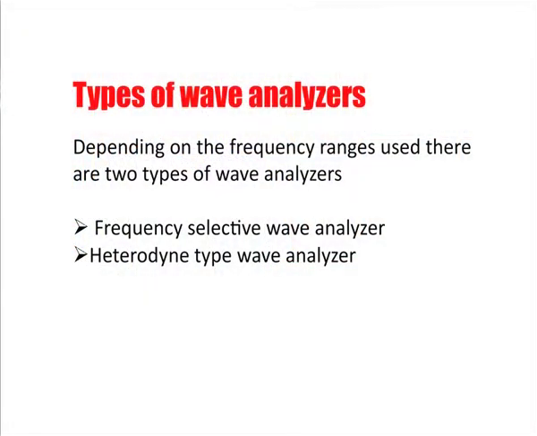Now, coming on to the types of wave analyzers. The wave analyzers are divided into two groups depending on the frequency ranges that are used: the frequency selective wave analyzer and the heterodyne type wave analyzer. Both are operable in different frequency ranges, and this is the basis of the classification of these two types of wave analyzers.